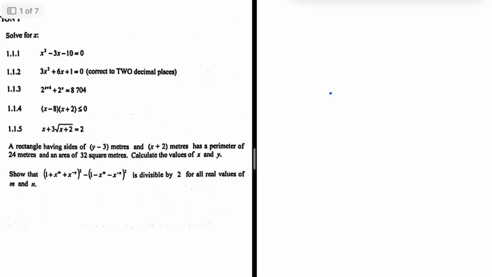Let's take a look. A rectangle having sides x minus 3 meters and y minus 3 meters and x plus 2 meters has a perimeter of 24 meters and an area of 32 square meters. Calculate the values of x and y. Okay, so the rectangle. Let's just sketch that.